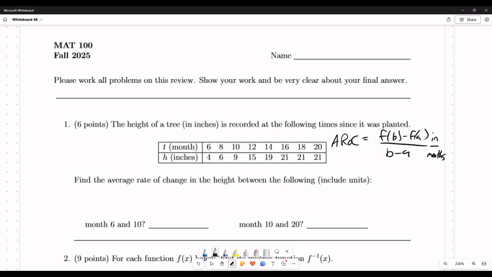So let's go ahead and put all this together. If we're looking between 6 and 10, that's going to be h of 10 minus h of 6 over 10 minus 6. In this case, my a is 6, my b is 10. What are those going to be? H of 10 looks like it's going to be 9. H of 6 looks like it's going to be 4. And I'm just using this table to answer those. Over 10 minus 6. It's going to be 5/4. So my answer is going to be 5/4 inches per month.